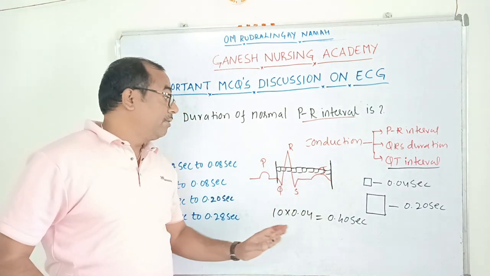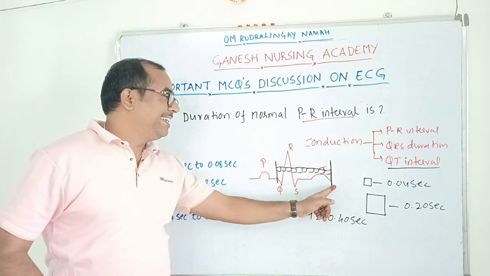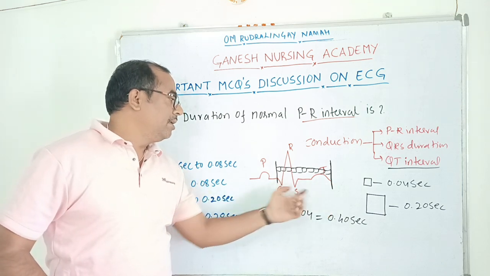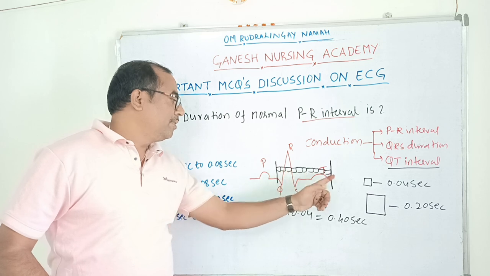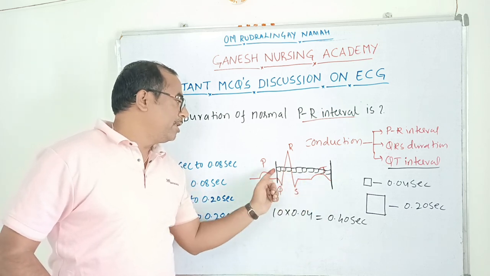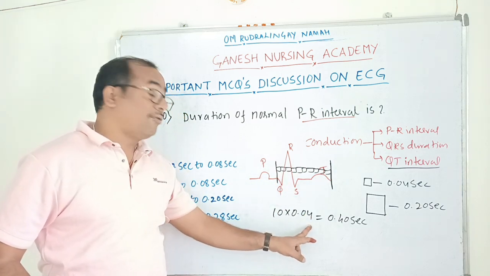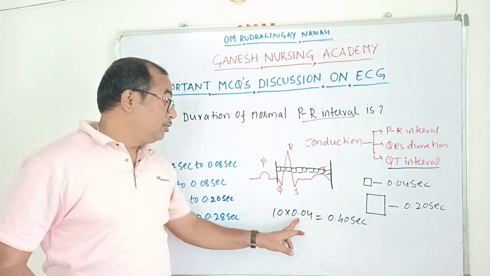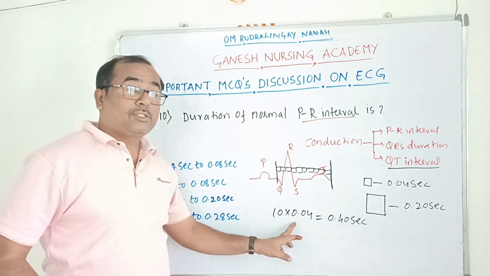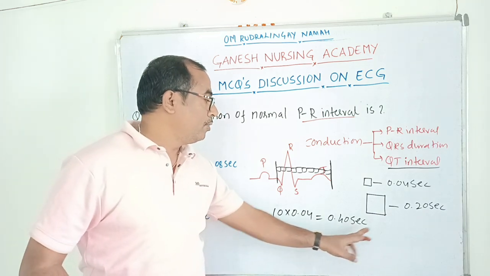So how to assess the QT interval? Mark the point where the Q wave begins, and mark the point where the T wave completes. So this becomes the QT interval. Now count the number of small boxes between the beginning of the Q wave to the completion of the T wave. Suppose 10 small boxes come, 10 into 0.04 second. Why do we multiply 10 into 0.04 second? Because one small box duration is 0.04 second. So the total duration of the QT interval is 0.40 second.